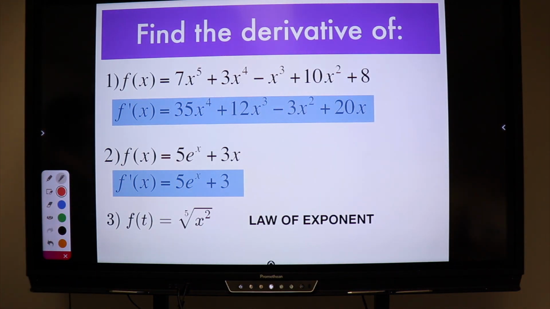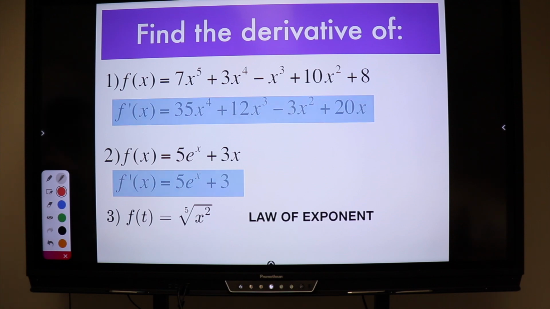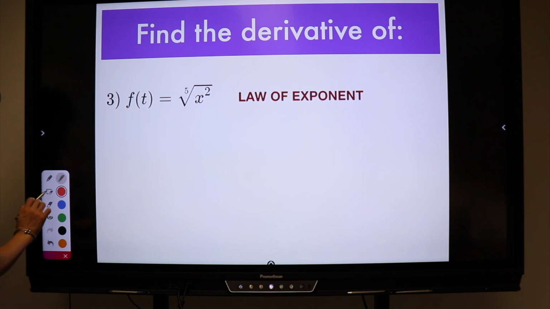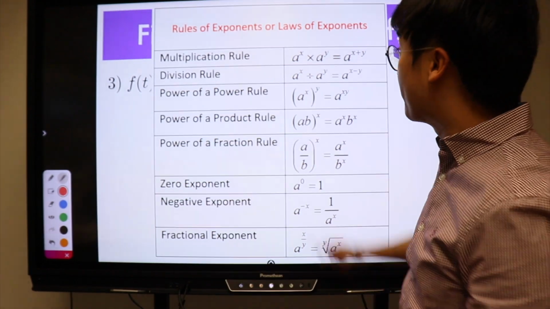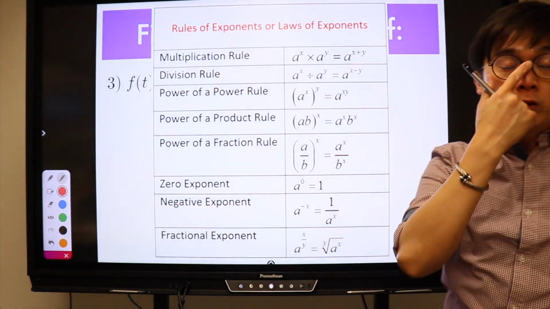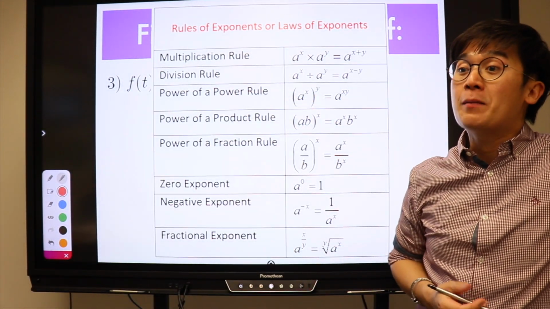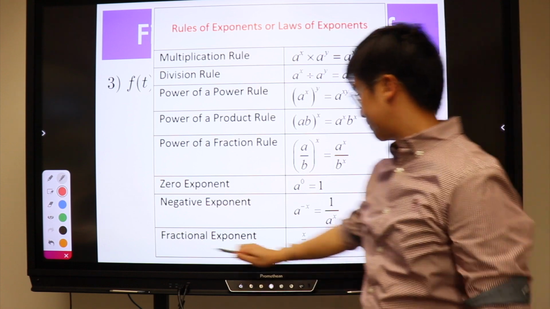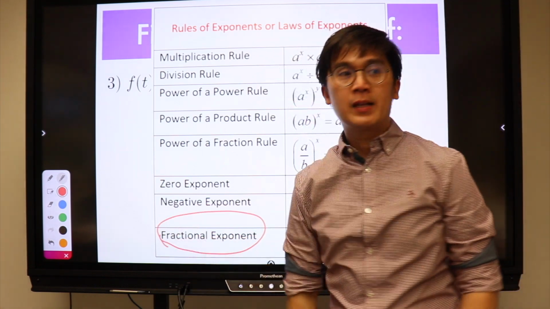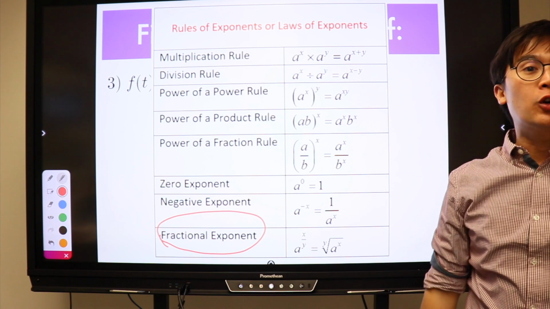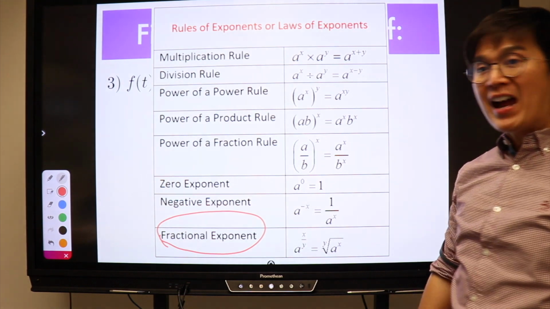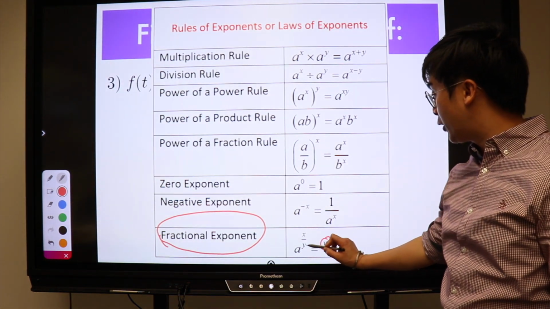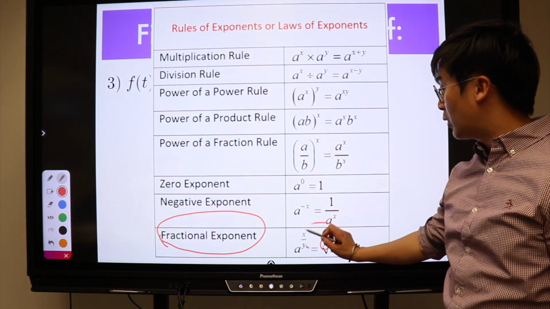So, do you still remember your law of exponents? Do you even know what the law of exponents look like? It looks like this. This is the law of exponents. These are the rules on exponential functions that you need to remember. Specifically, fractional exponent. You need to convert all your radicals into a fractional exponent. And this is the rule for your fractional exponent. Your root will be your denominator and your exponent will be your numerator.